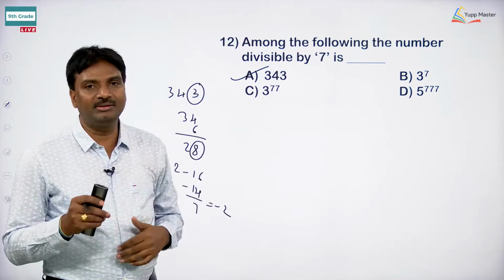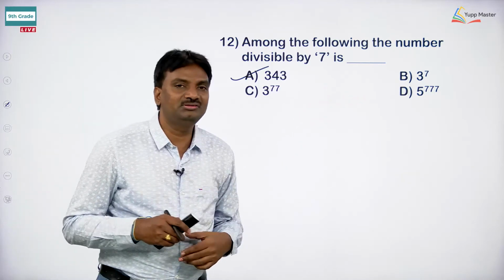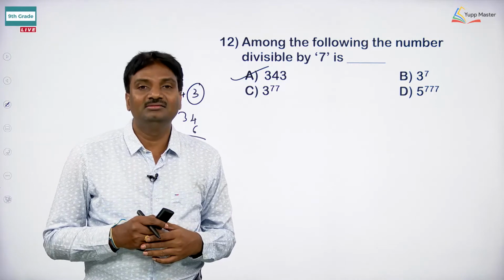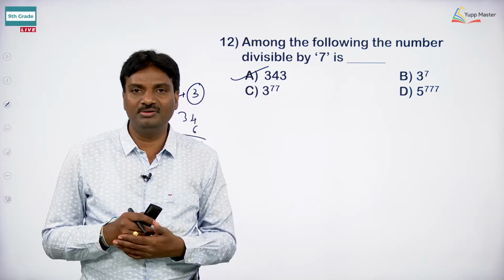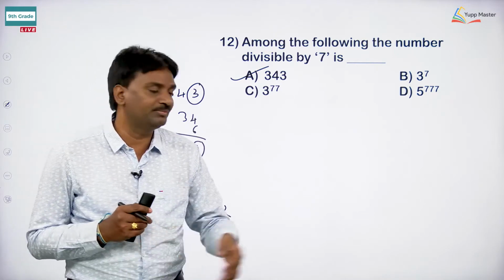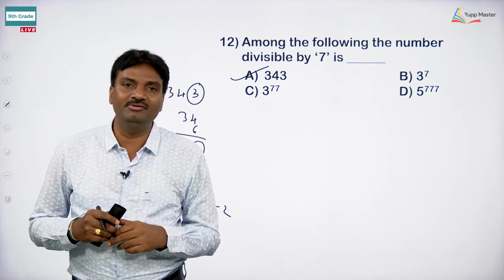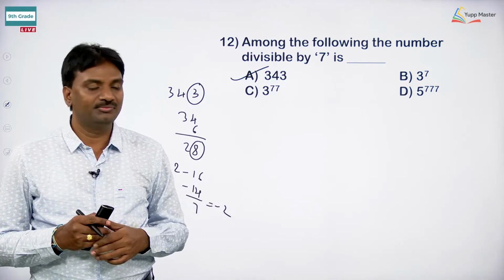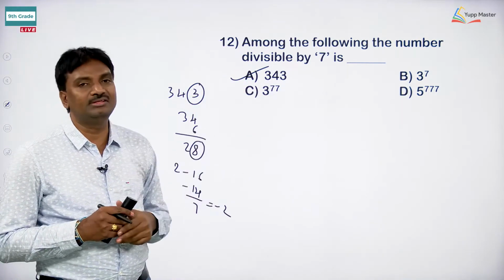3 power 77 means 3 into 3 into 3, and so on, 77 times. 5 power 77 means 5 into 5 into 5, and so on, 777 times. So 5 square is 5 into 5, 5 cube is 5 into 5 into 5, like that. 5 power 777 means 5 into 5 into 5, and so on, 777 times. So already we got the correct option for the given problem, that is 343.